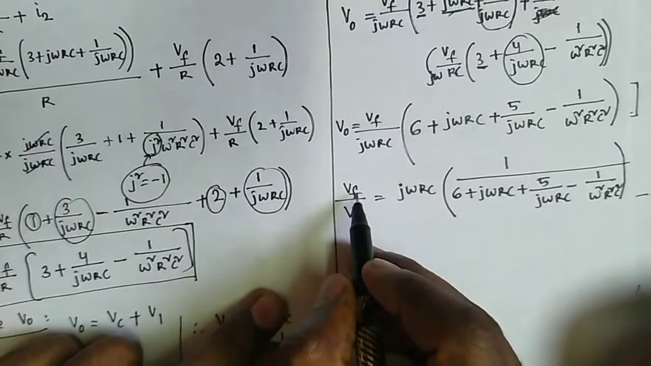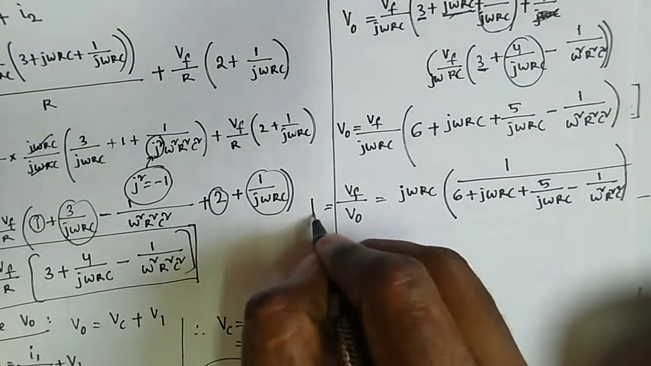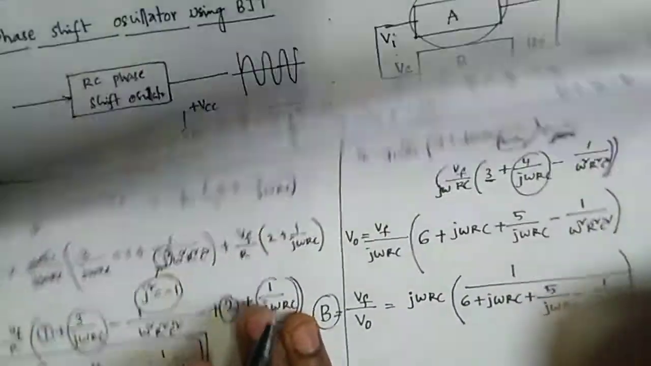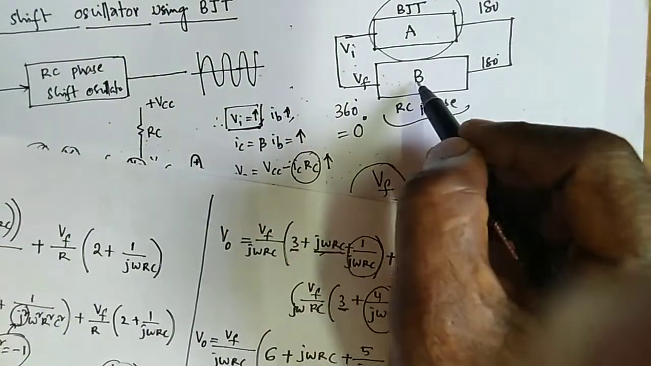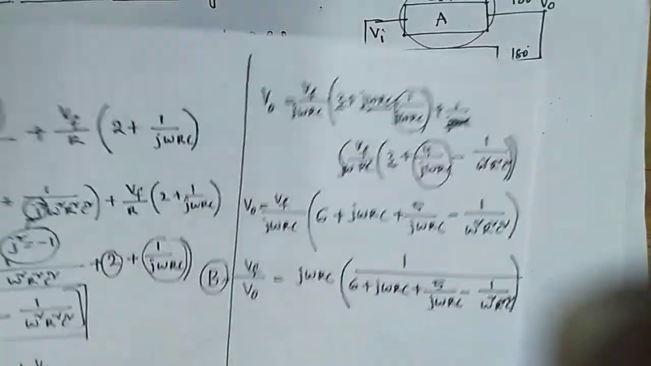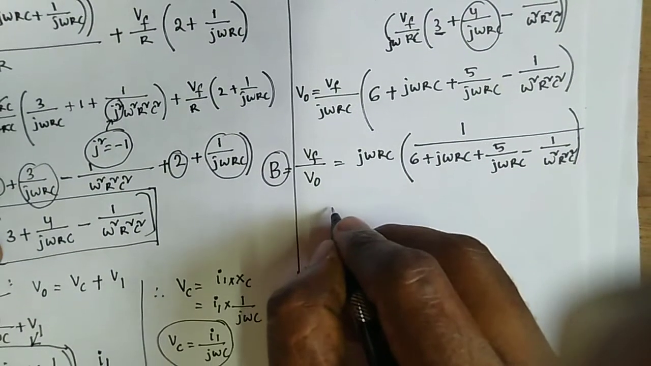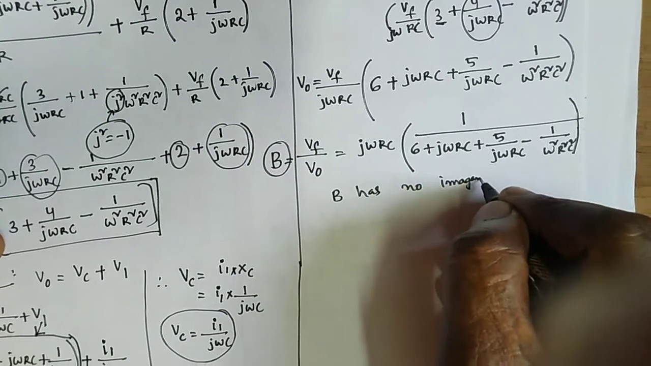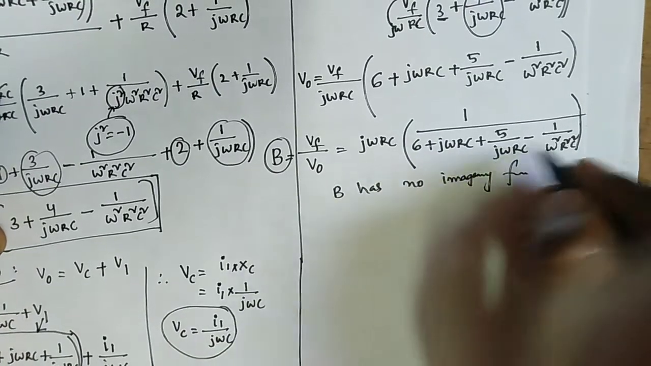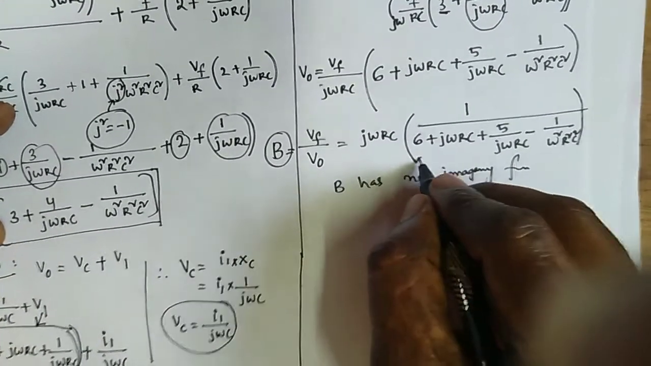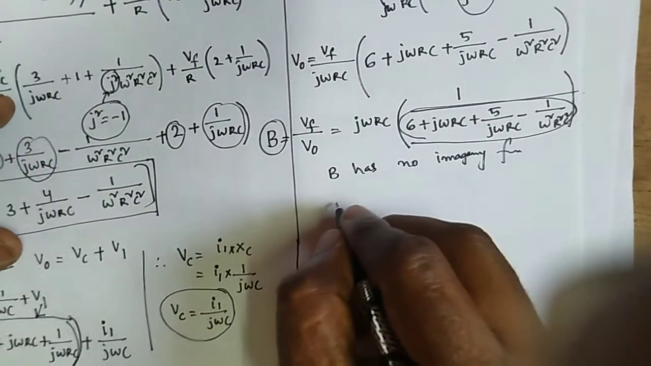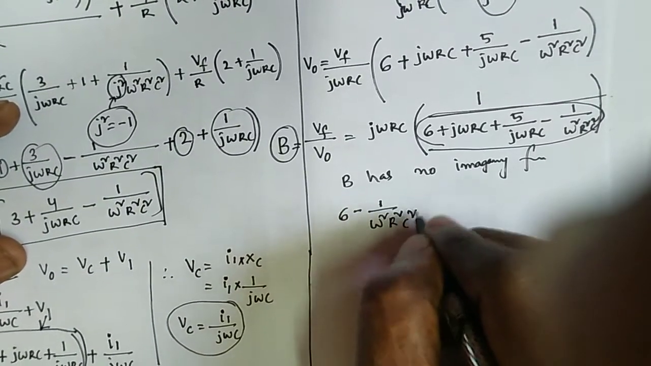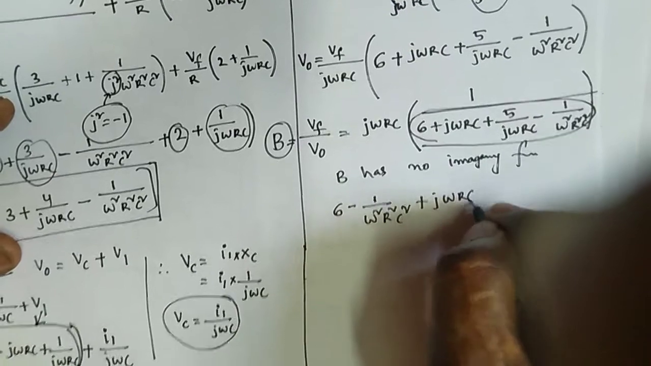Now the Vf by V0 is the feedback gain, that is, the total function is B. Vf by V0 is B. In an earlier class I explained the same concept. Now we have to make sure that B has no imaginary part. In this function we have to segregate the imaginary part. This part can be represented as 6 minus 1 by omega square R square c square plus j omega Rc.